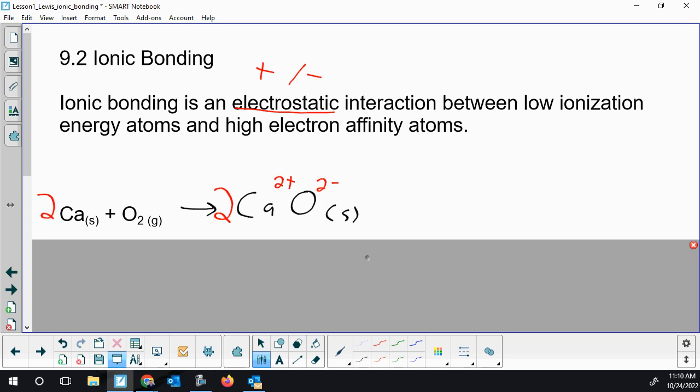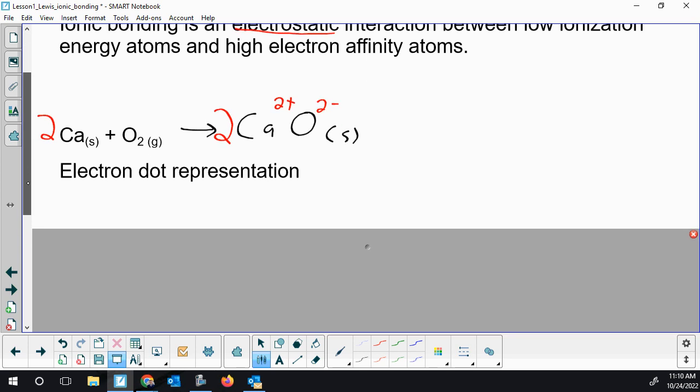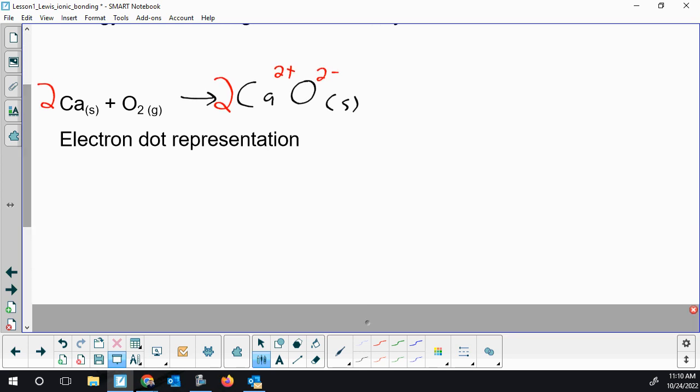So that's not the new part. That's the old bonding, predicting the charges. Let's look at this new electron dot or Lewis symbol representation. Okay, I'm not doing a balanced equation now. I'm just doing a symbol to represent one of the species above it. Okay, so how can we think of calcium?